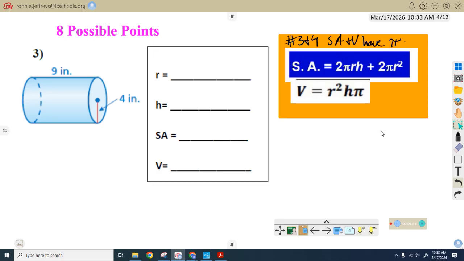Bless you. All right. 3 and 4, both of these are worth 8 points each. Here's the SA. SA in this case that we're talking about today in math is talking about surface area. Okay? So make sure that the surface area and the volume have pi in the answer. All right? So this would be 4 inches. Yes, you do have to put the units of measure.